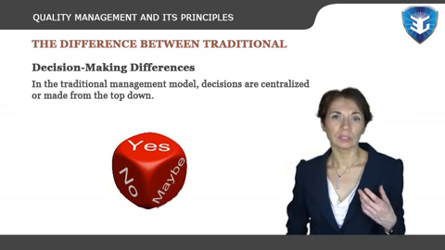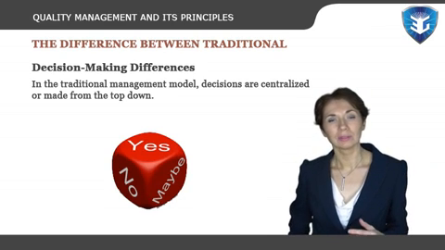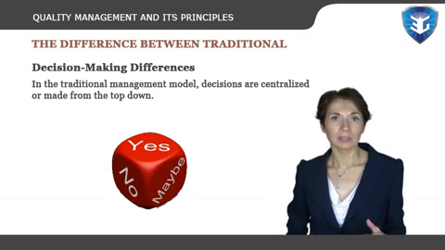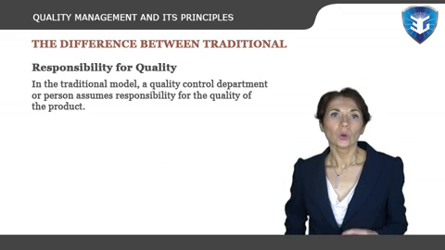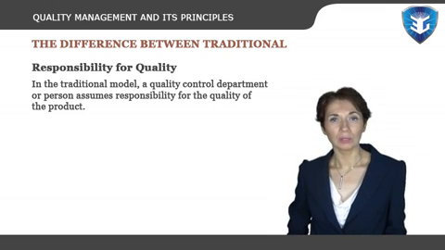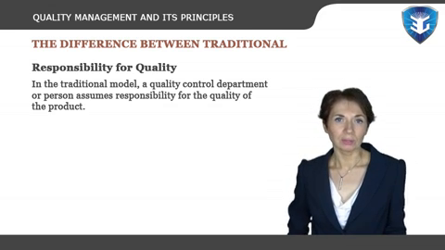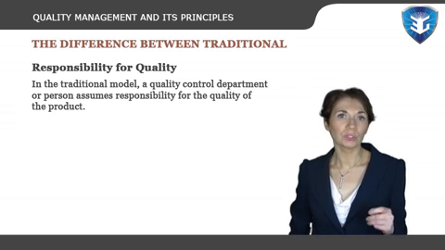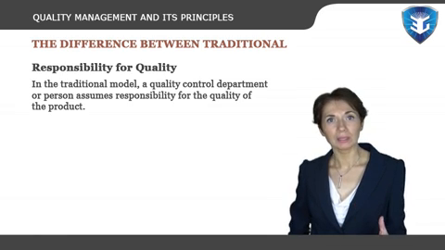Decision-making differences in the traditional management model. Decisions are centralized or made from the top down. This means a manager makes the decisions and the lower levels are supposed to follow. It's very much like the military. In TQM, the lower levels have a hand in making decisions. Responsibility for quality. In the traditional model, a quality control department or person assumes responsibility for the quality of the product. In the TQM model, the individual machine operator assumes responsibility for quality. In the traditional model, the quality control department spots bad products.